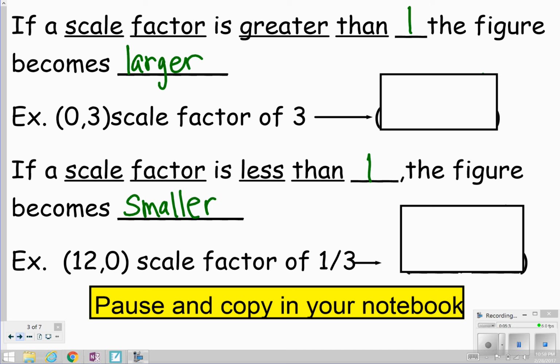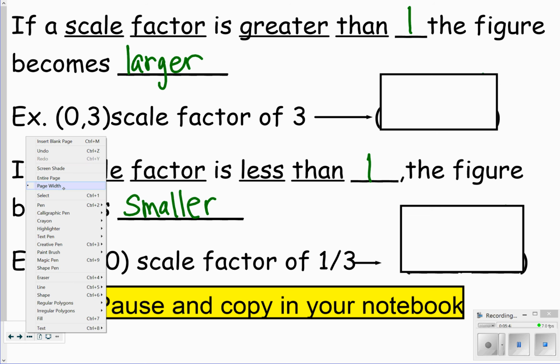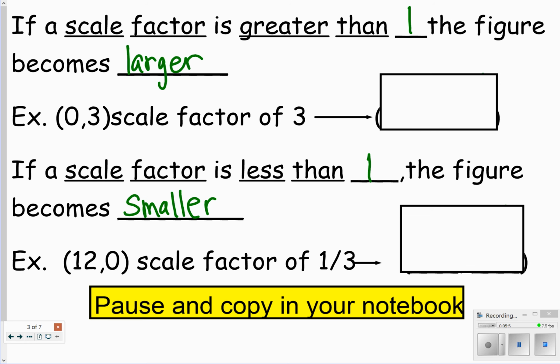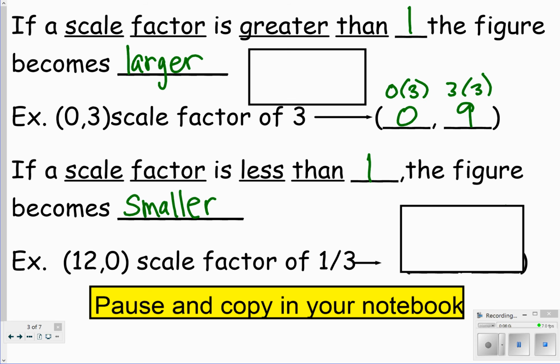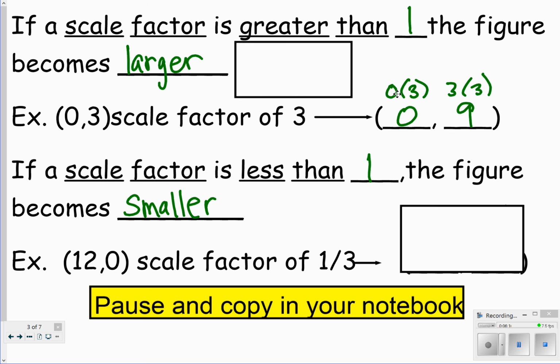All right. Now in your notebook, let's go ahead and add this information. This is just explaining it a little bit better. If a scale factor is greater than 1, so this is what we talked about before, then the figure becomes larger. That would make sense. We're multiplying it by a whole number. So for example, (0, 3) with a scale factor of 3, our new ordered pair is going to be (0, 9). We multiply 0 times 3 and then 3 times 3. And that's our new ordered pair.